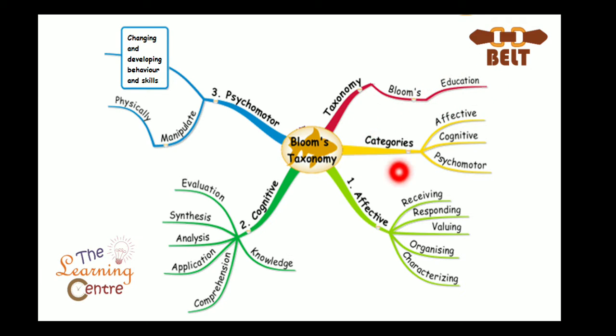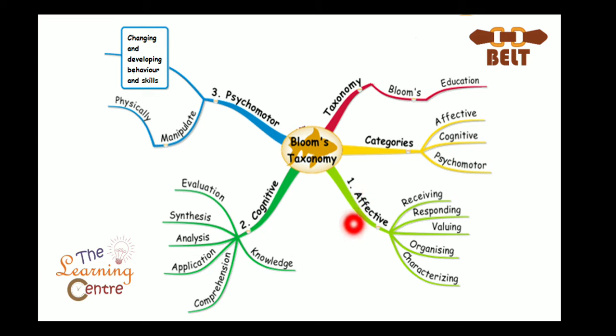This taxonomy has three categories, and these three categories are also called domains. So we have the affective domain, cognitive domain, and psychomotor domain. And teachers should work in all three domains. Even if they don't do it intentionally or explicitly, they have an impact on the children's attitudes, their skills, and their cognitive learning. So teachers must consciously plan for all three domains.